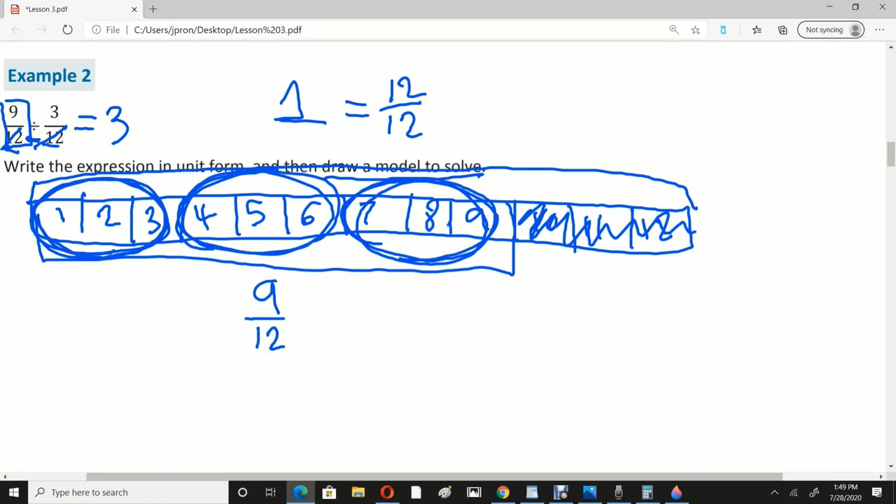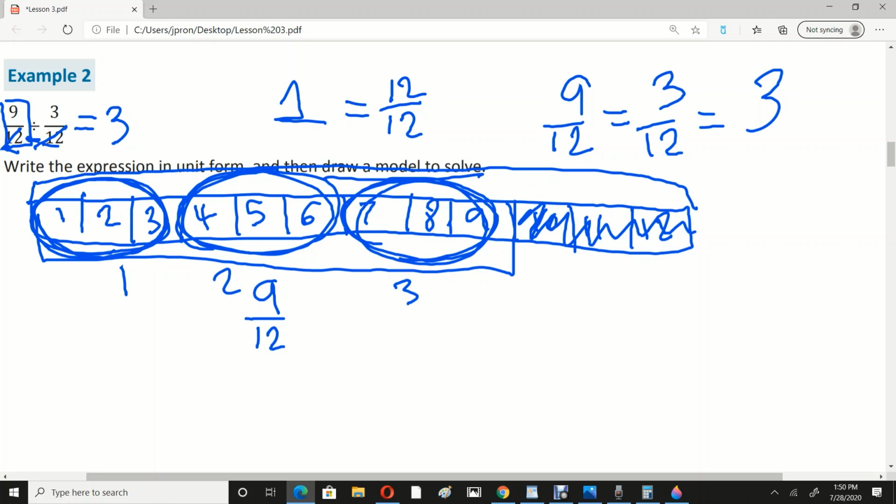So how many groups did we have? We had one group of 3 twelfths, 2 groups of 3 twelfths, 3 groups of 3 twelfths. So 9 twelfths, as we illustrated, divided by 3 twelfths, leaves us with 3 groups of 3 twelfths. Fantastic. Okay, and they want us to write this in unit form.